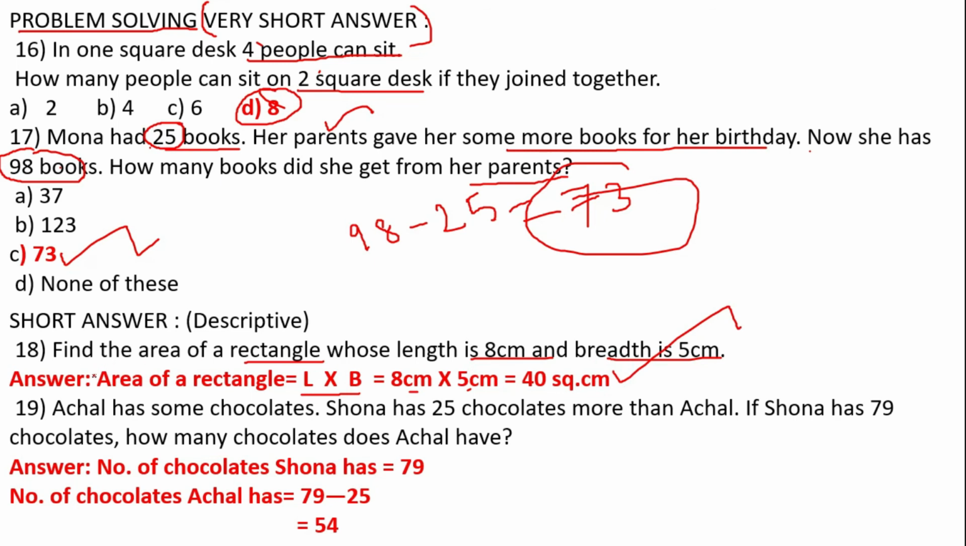Akhil has some chocolates. Sona has 25 chocolates more than Akhil. If Sona has 79 chocolates, how many chocolates does Akhil have? So the number of chocolates Sona has is 79. So the number of chocolates Akhil has is 79 minus 25, 54.